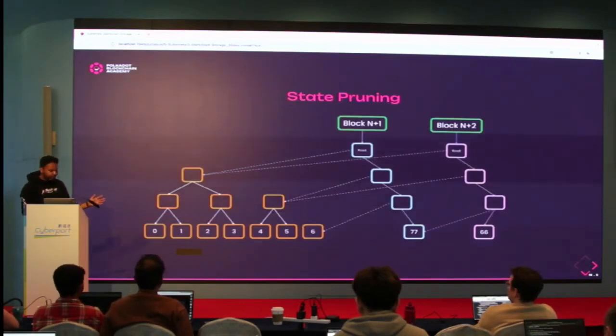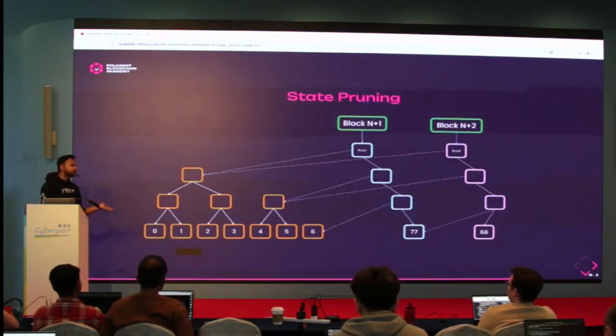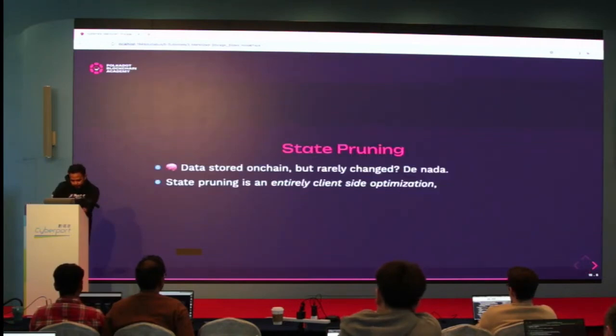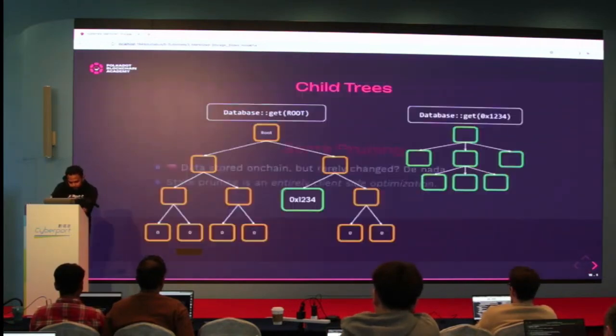Just to note, by default, if you run a Substrate node, I think it's 256 blocks that we keep state for, but you can change this if you want. Yeah, I already talked about this.